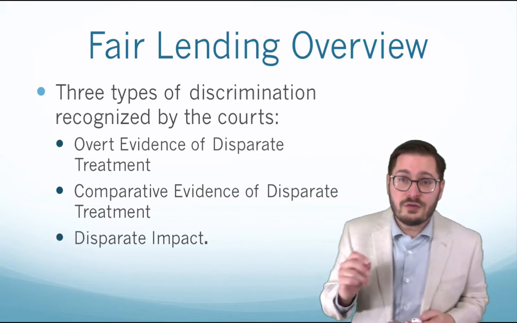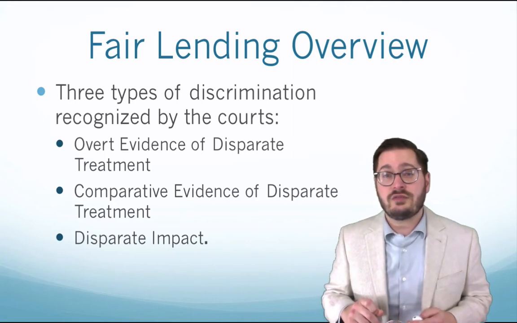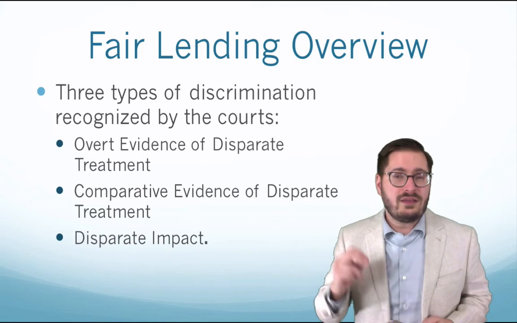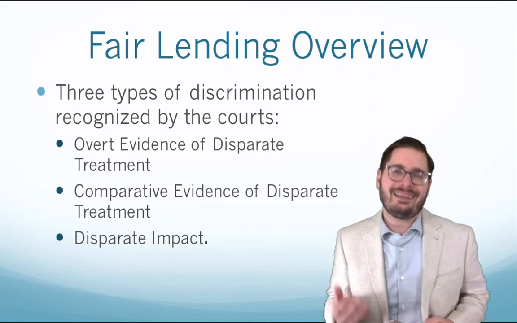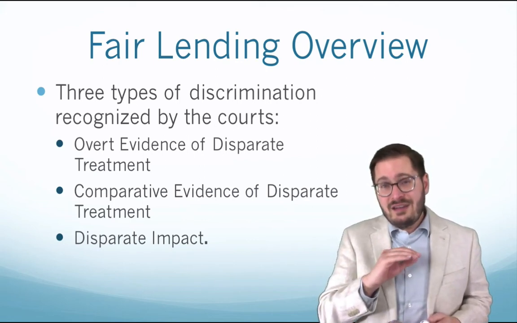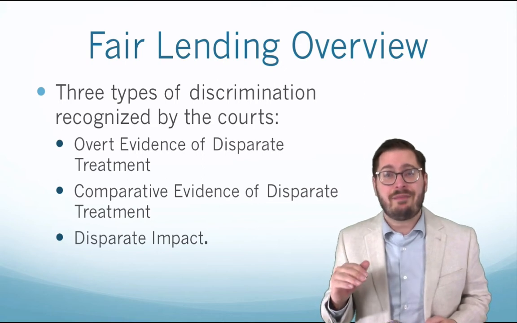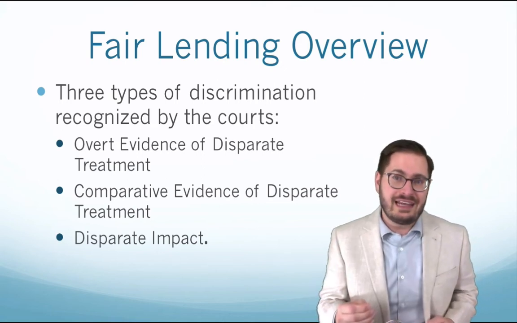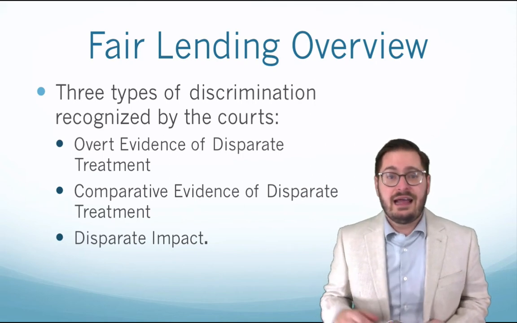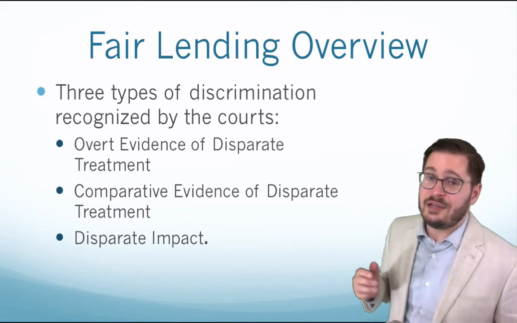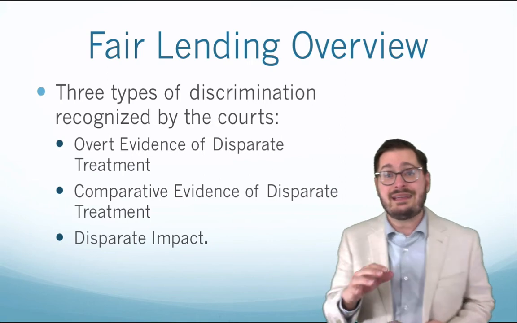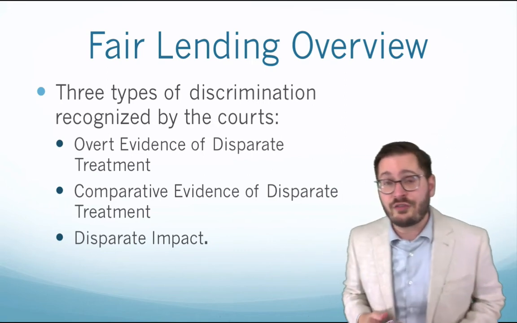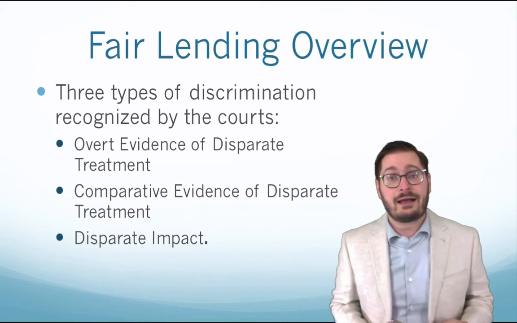Finally, the third type of discrimination recognized by the courts is disparate impact. Disparate impact almost always comes from a policy. The policy may initially not appear to discriminate, but has the result, the end effect of discriminating against a protected class. Now, each of these types of discrimination, I'm going to have a separate video breaking down each of these types. In fact, 3 different videos. So make sure to look for those here at ComplianceCohort.com.